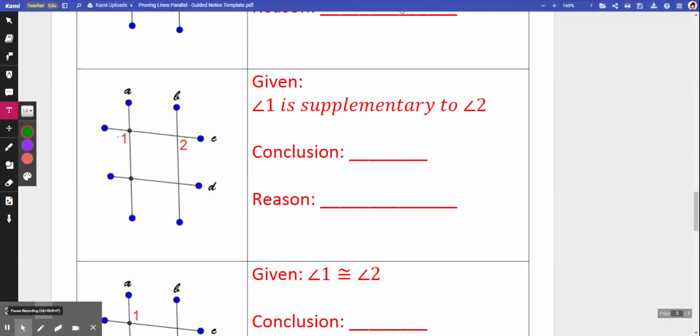So angle 1 and angle 2 are same side exterior angles, which are supposed to be supplementary. So we are able to conclude that line A is parallel to line B because they are acting as the pair of lines and line C is acting as the transversal. We're ignoring line D.